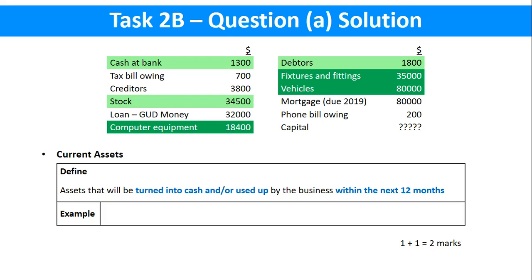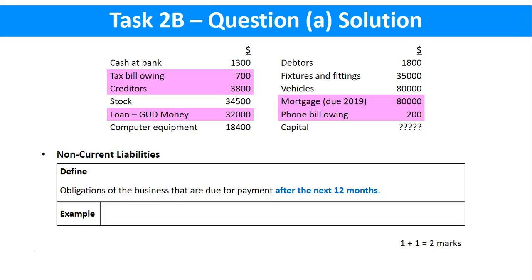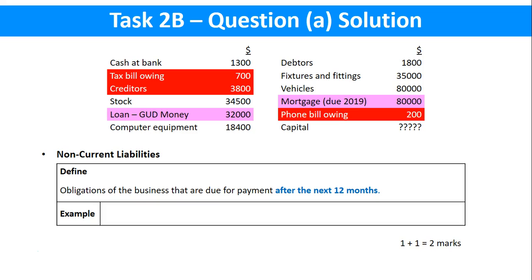So the example we're going to use could be cash, stock, or debtors. We've gone with cash, and we've got 2 marks, so one for defining a current asset and 1 mark for the example. Non-current liabilities, they are obligations of the business that are due for payment after the next 12 months. So let's have a look at all the liabilities. We've got the tax bill owing, we've got creditors, we've got loan to GUD money, we've got mortgage and the phone bill owing. So we've got all those examples there.